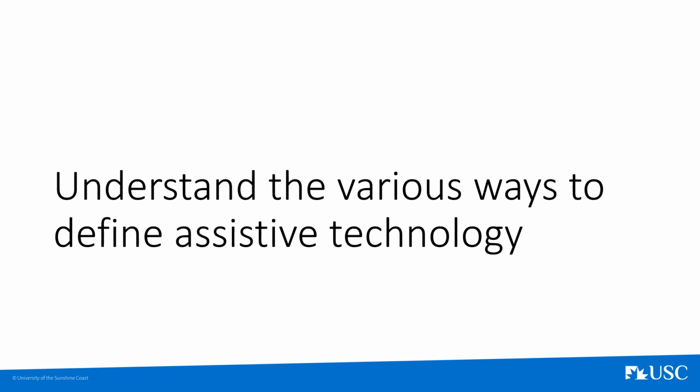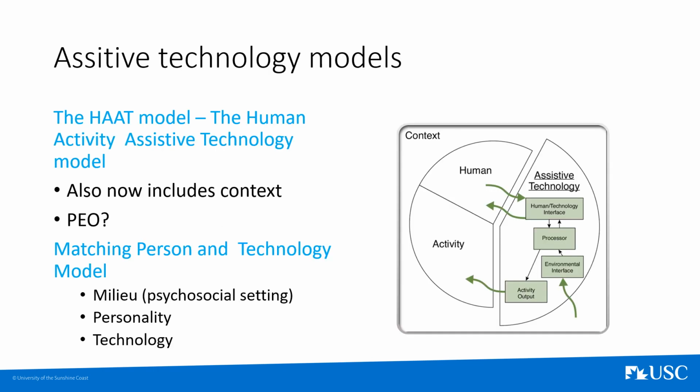So one of the learning objectives for OCC311 is to understand the various ways in which we define assistive technology. And in order to do this, we probably need to look at a variety of different models. We already talked in some of the previous presentations about how we describe assistive technology as being high or low, or as being soft or hard. But now we're going to talk about the actual models and the interaction of assistive technology.